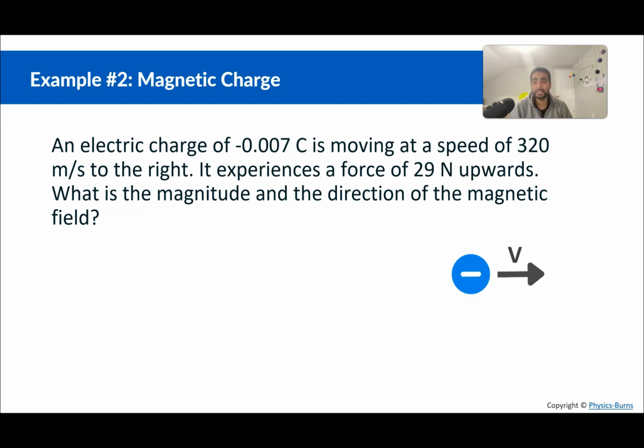All right, here we go. An electric charge of negative 0.007 coulombs is moving at a speed of 320 meters per second to the right, experiencing a force of 29 newtons upwards. What is the magnitude and direction of the magnetic field?